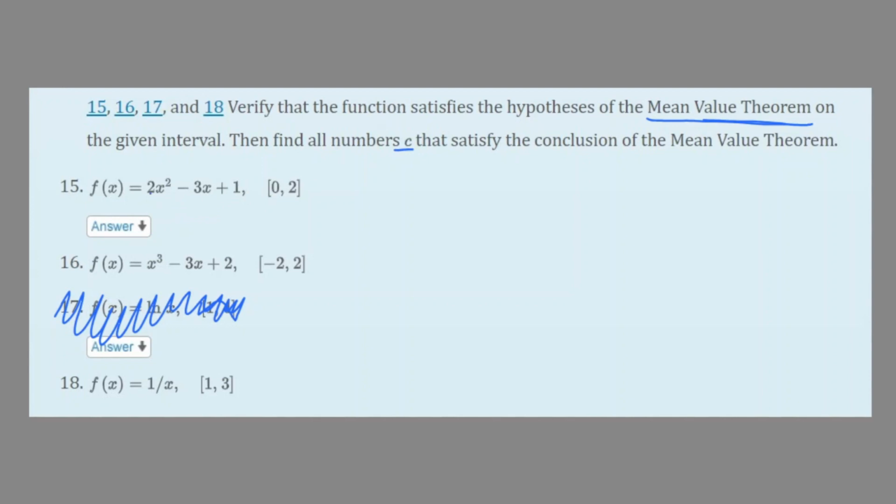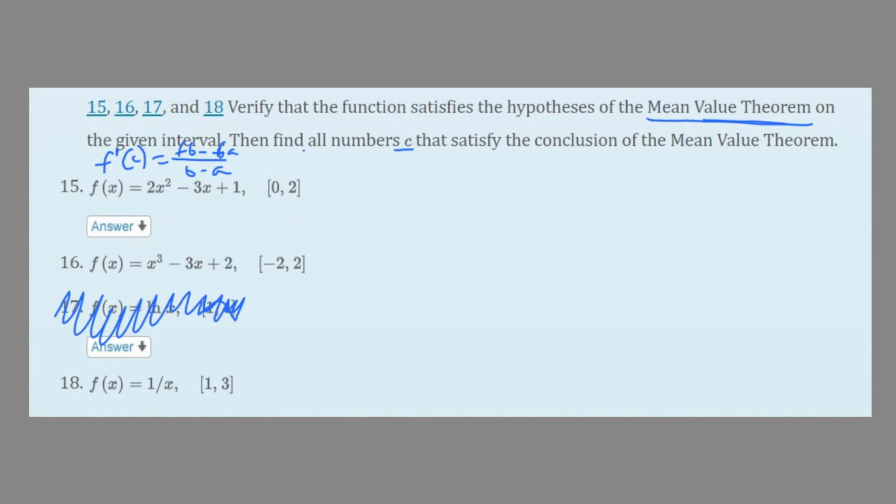Alright, so let's take a look at number 15. Number 15 is the function f of x is equal to 2x squared minus 3x plus 1. So what we need to do is plug into the mean value theorem first. So the mean value theorem is f prime of c is equal to fb minus fa over b minus a. So we can first plug in fb. So fb is going to be 2 into this equation right here.